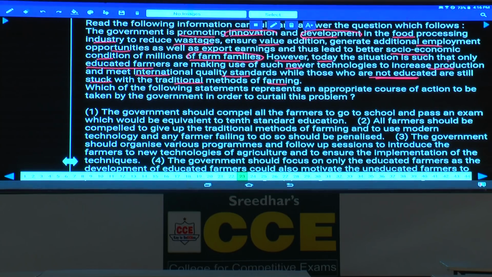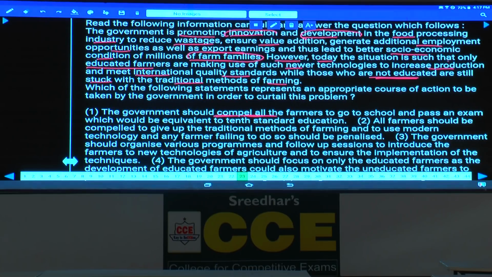Then first one, the government should compel. Now the word compel. What do you mean by this word compel? It means it should force. We cannot do this because it creates some other problems, isn't it? That means it is a negative course of action. Just because of this word, we can compel all the farmers. That means it is a negative course of action. Straight away we can rule out this. Now this is the advantage we have by identifying the key terms.